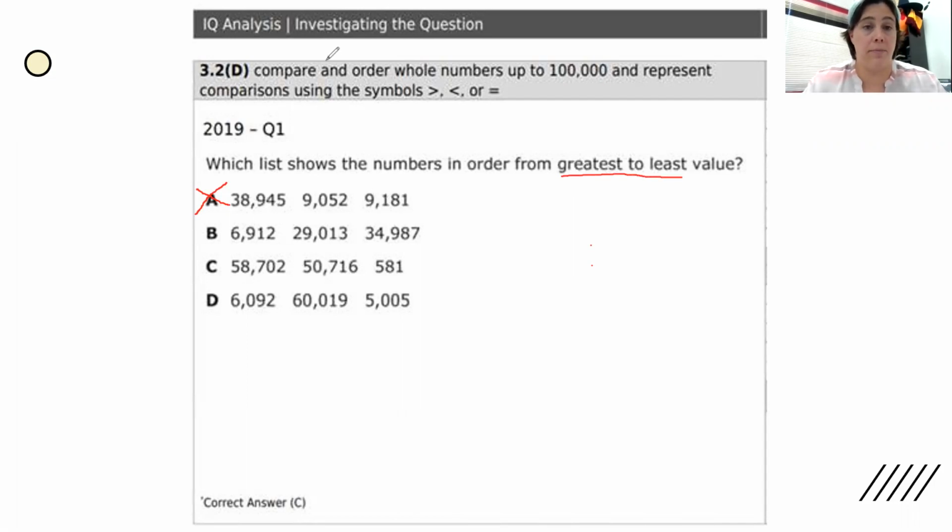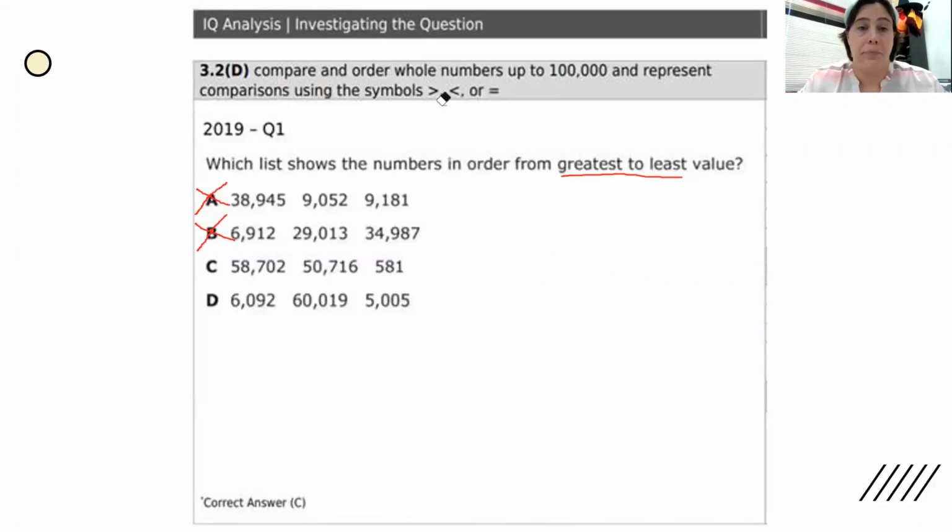So let's try B now. I'm going to go to B. We're going to do blue. All right, so we have 6,912. Then we have 29,113. Oh, I'm just going to stop right here because look, we went from 6,000 to 29,000, and we're going from greatest to least. I can automatically say B is not correct. So I'm going to exit that out. Let's get my eraser. Here we go.